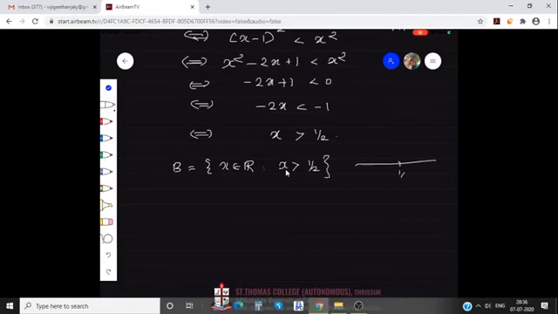So here you have 1 by 2, x should be here. So this is nothing but the open interval 1 by 2, infinity. So this is your set B.